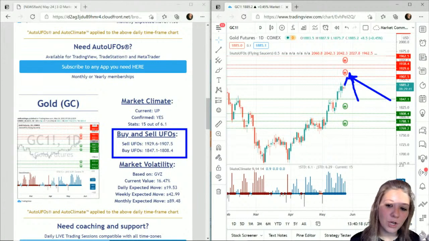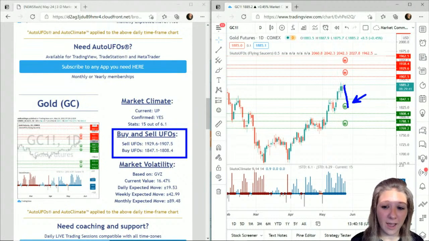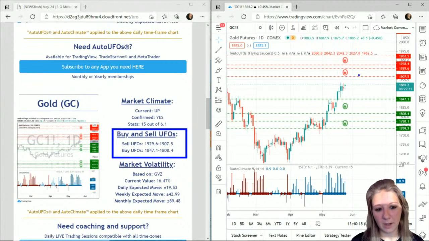That might be what changes the direction of price once it hits, and stops this climate continuing to the upside. We've got a UFO here, 1847.1 to 1808.4. Again, if price were to come down and hit that, we'd expect further movement to the upside. So at the moment, the climate doesn't have enough probability, I wouldn't say. So let's look at our UFOs, see which one gets hit first, and we'll have a better idea of what's likely to happen to this market.